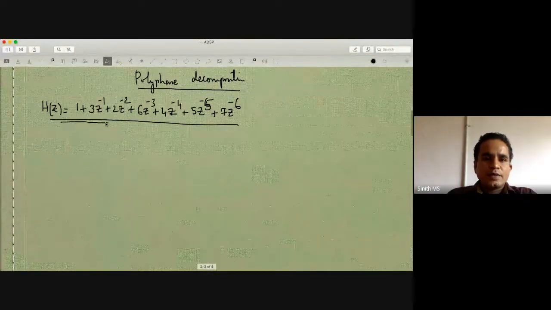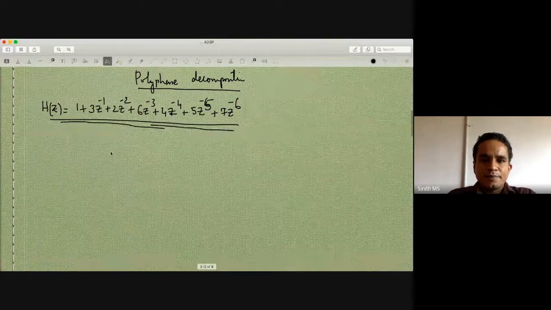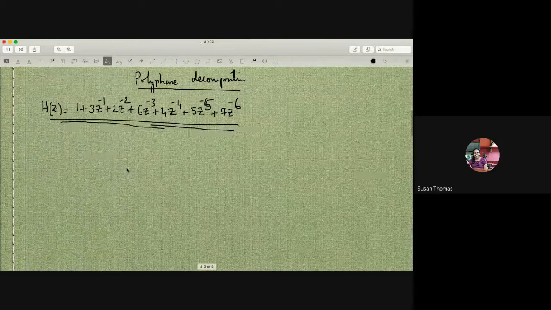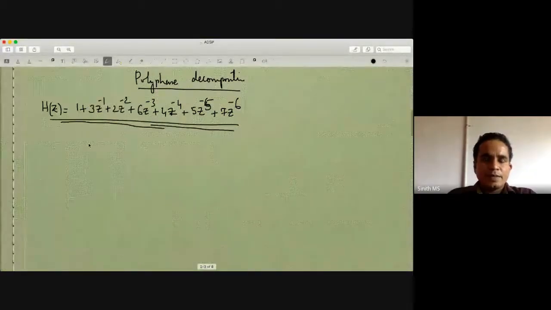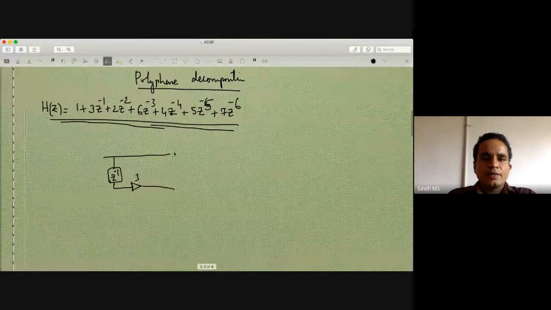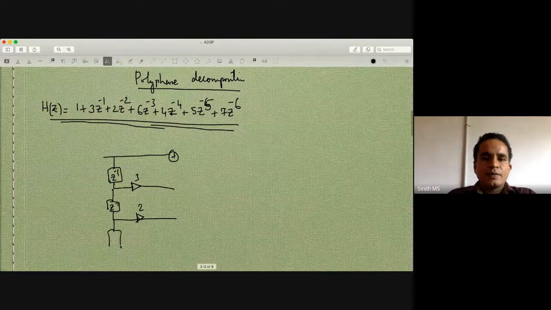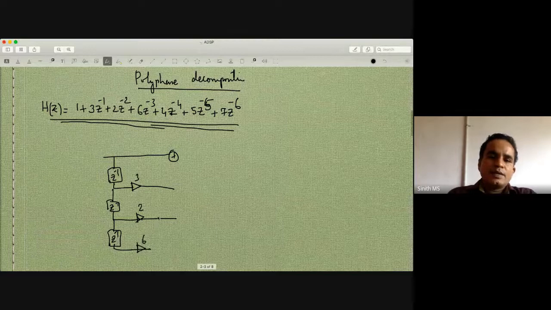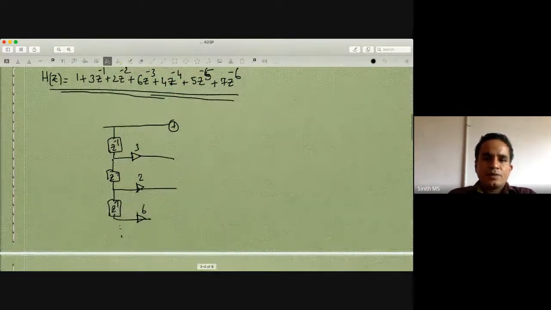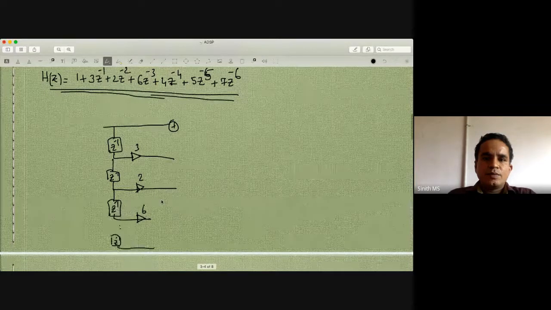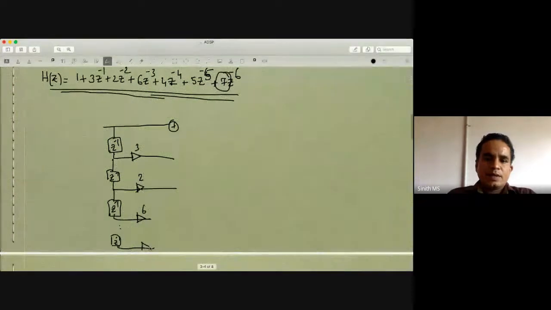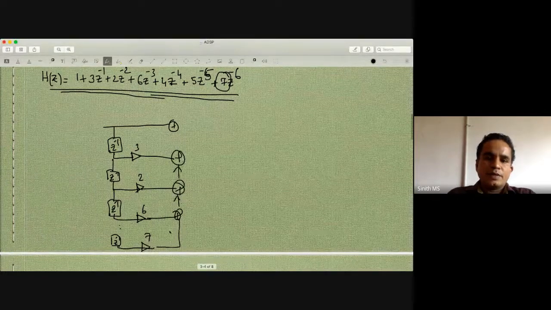So this kind of filter, is it an FIR filter or IIR filter? FIR. This is an FIR filter. So how do we implement this? Implementation is: you take a delay z inverse, multiply it with 3, add it here. Again, you take a delayed version, multiply it by 2. Then again you take a delay, multiply it by 6. Like that, you have up to the last tap of 7. These are all added together. This is how we normally implement this kind of FIR filters.